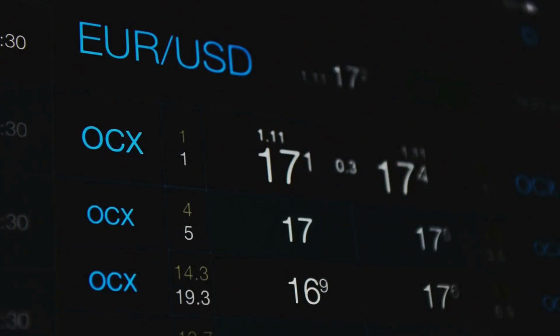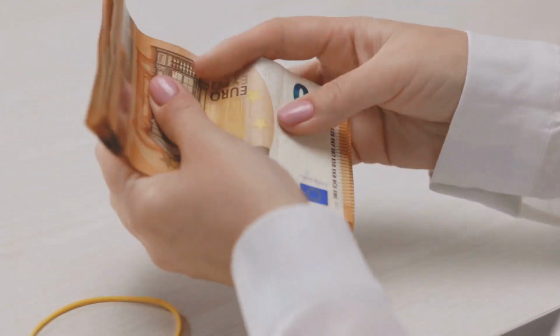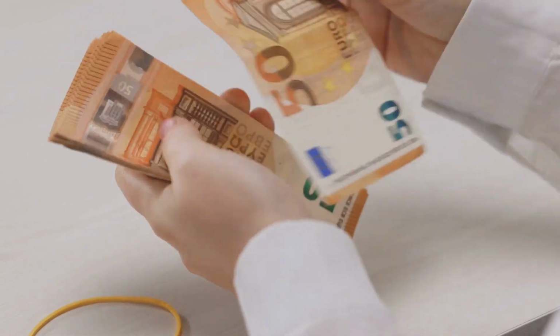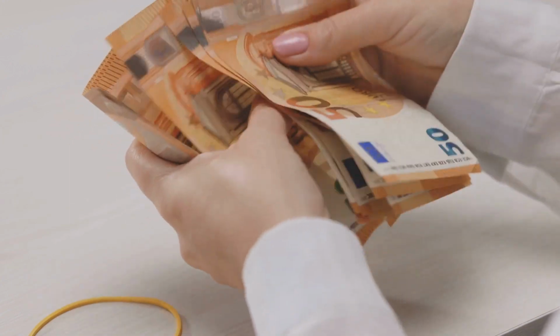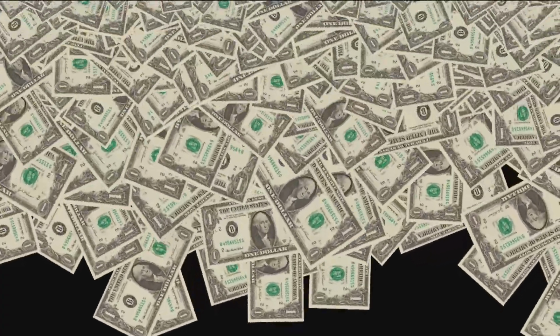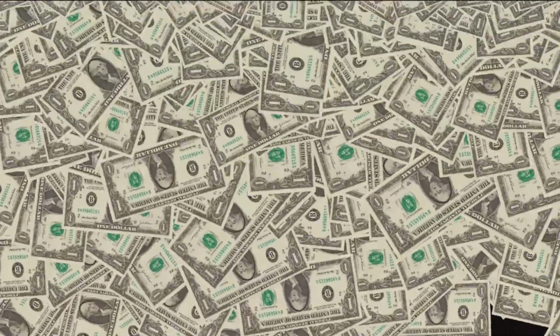The first currency in a pair is known as the base currency, and it's always equal to 1. The second one is the quote currency, or counter currency, and it shows how much of that currency is needed to buy 1 unit of the base currency. For example, if we consider the EUR-USD pair, the euro is the base currency, and the US dollar is the quote currency.